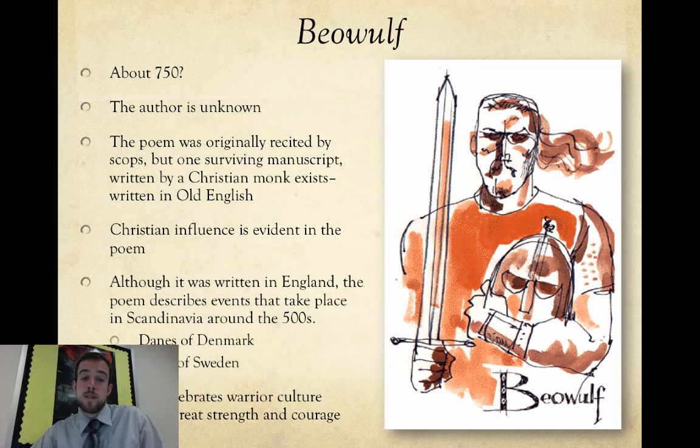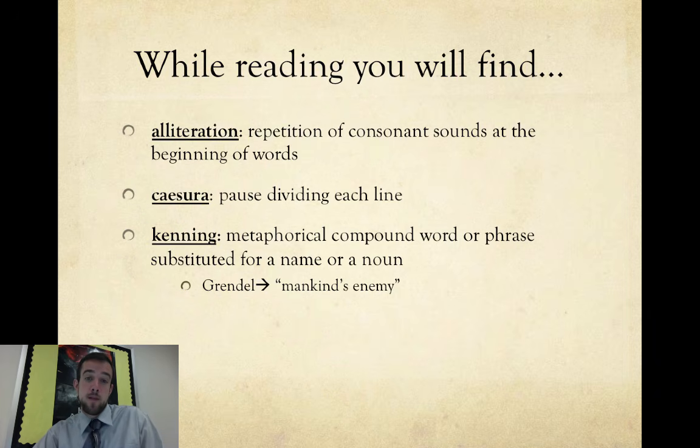So, Beowulf itself, what is Beowulf about? It was probably written in the year 750, and we don't know the author. And like I said, it's the only surviving story. It takes place, even though it's written in England, in Denmark and in Geatland, or Sweden as we call it today. And it's about a hero named Beowulf.